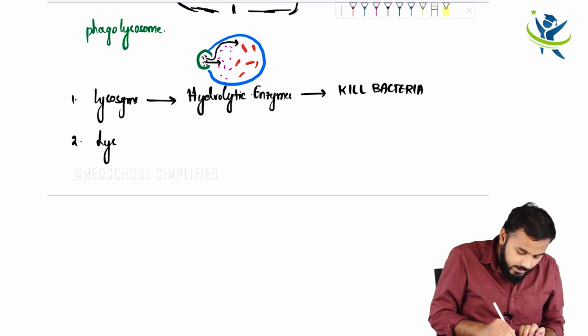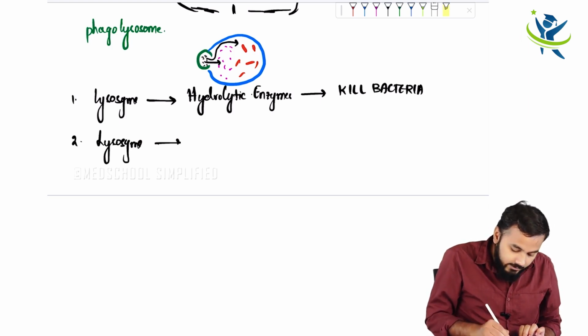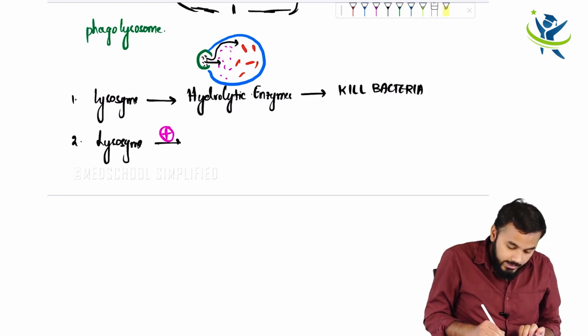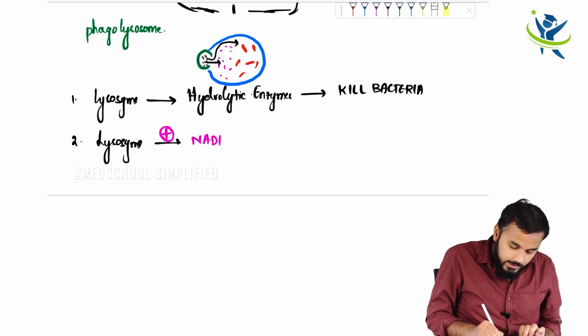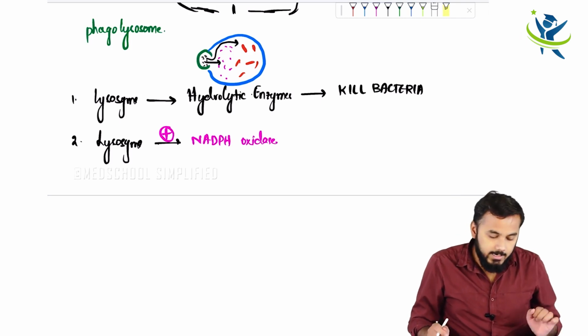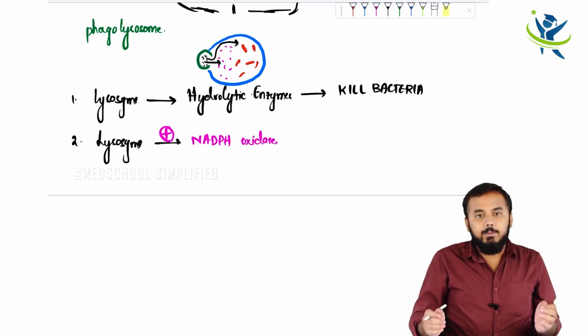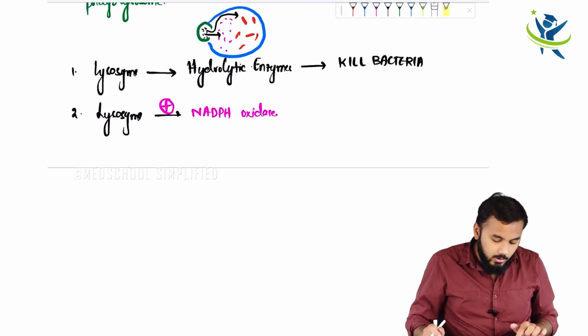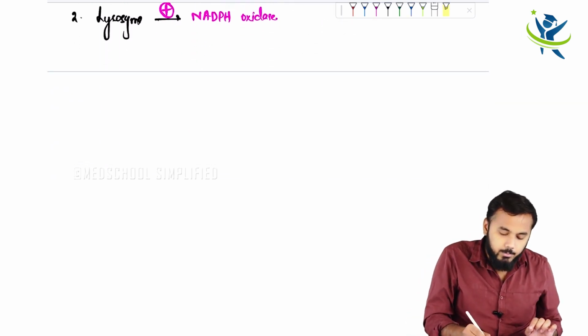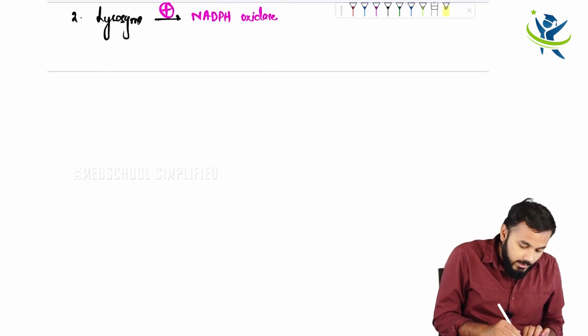On the other hand, what is the same lysozyme doing? This lysozyme is also activating, it is also activating what? It is activating the NADPH oxidase enzyme. What will happen when NADPH oxidase is activated? Look now very carefully. Everything will come into place. Just pay attention.